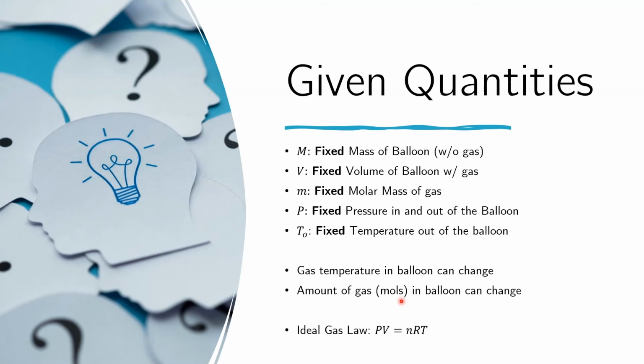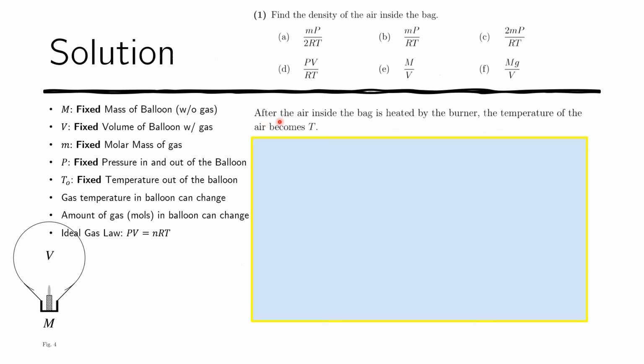And then we have the ideal gas law. This is to remind ourselves that when we are dealing with gases and ideal gases, it is always useful to recall the form of the ideal gas law, which is PV equals nRT. Here, R is the universal gas constant, N is the number of moles, V the volume of the gas, P the pressure, and T the absolute temperature. After the air inside the bag is heated by the burner, the temperature of the air becomes T. And the problem is, find the density of the air inside the bag. So we would like to know the density after the heating occurred. And we are talking about the gas inside the balloon.